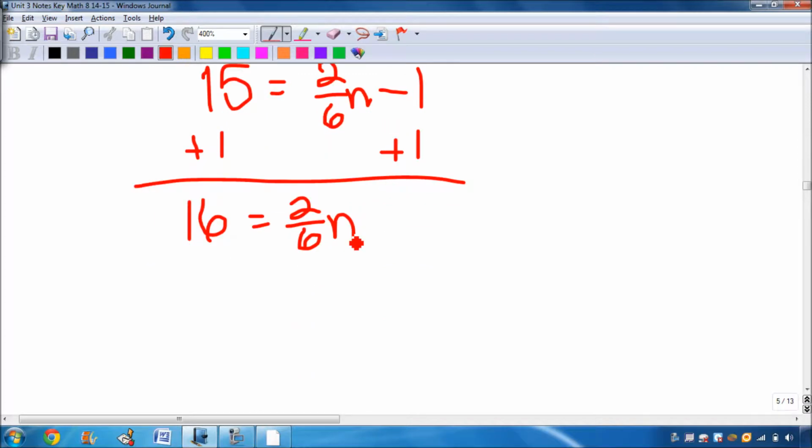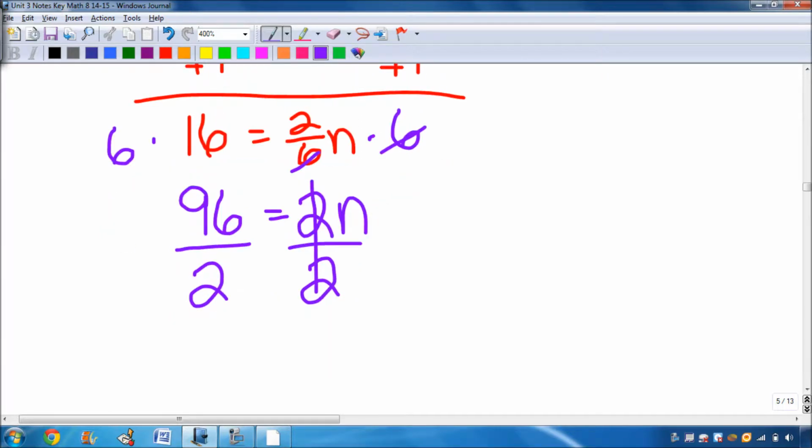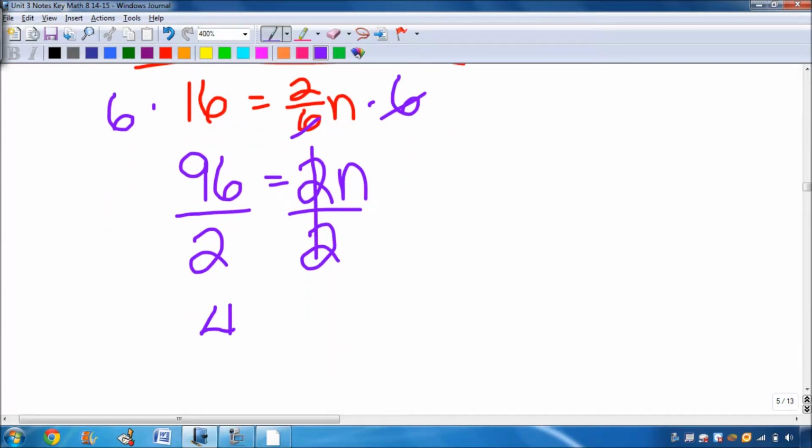Now I have to get this n by itself. I want to get rid of this division by 6. So in order to get rid of divided by 6, I'm just going to multiply both sides by 6, all right? Well, this 6 and this 6 cancel each other out, and so I end up getting 2n left over on the right side. And then 6 times 16 right here will end up giving you 96. Now I'm allowed to divide both sides by 2. This 2 and that 2 will cancel each other out, and I end up getting 48 equals n.